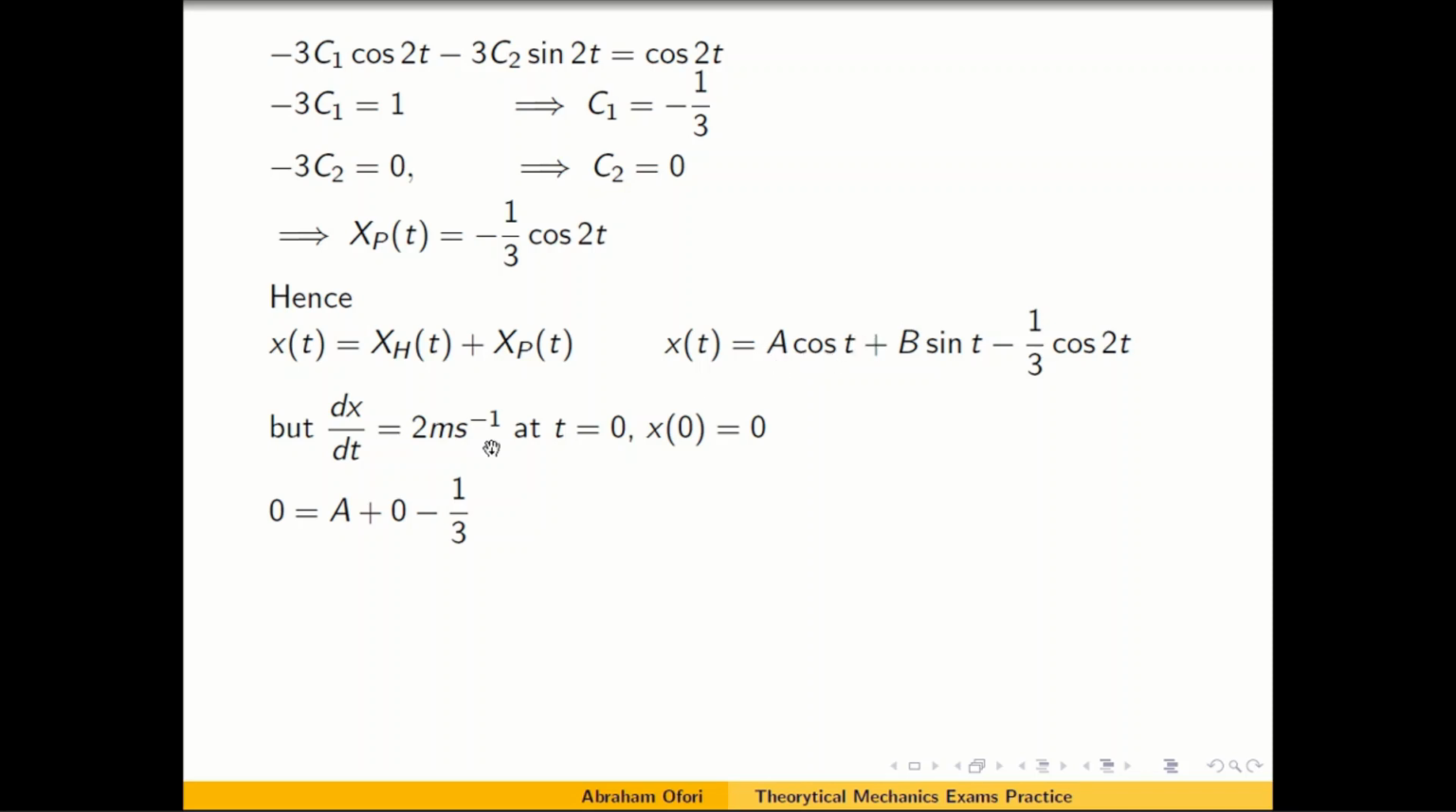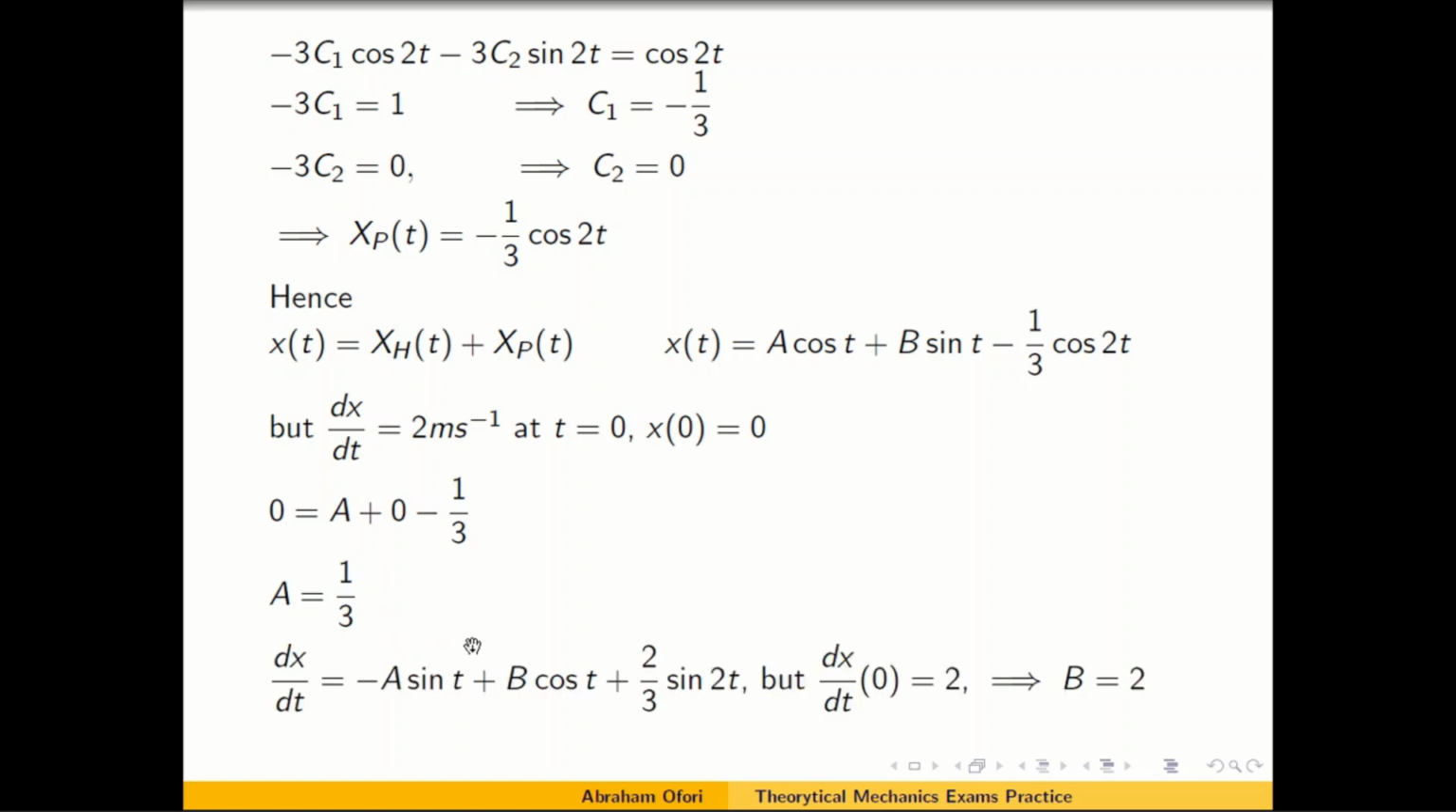A cos 0, it becomes what? A cos 0 is 1. B sine 0 is what? 0, so it becomes 0. Cos 2t, 2 times 0 becomes 0, so cos 0 is 1, so it becomes minus 1 over 3. And you are saying that at that time t equals 0, the whole solution here is equal to 0. So I make a the subject and I'll get a to be what?